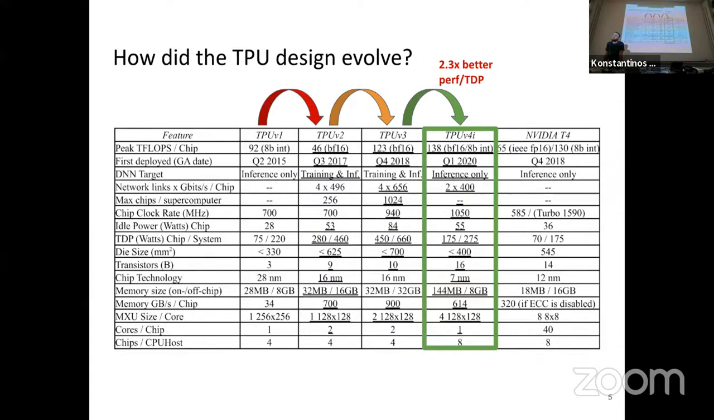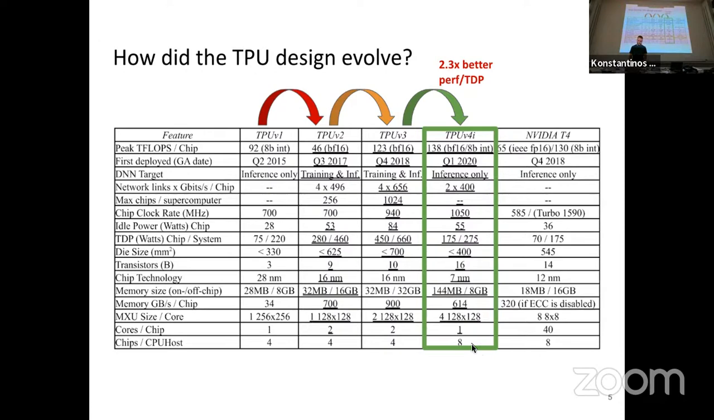And still connected to this question, I also noticed that the NVIDIA T4 has 40 cores per chip, whereas the TPU version 4 has only one. Do you have any idea of why is that?